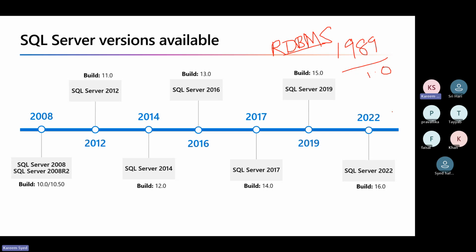But we need to understand our latest version is SQL Server 2022, which is also called the 16.0 version. The previous version is 2019, 15.0. Then 14.0 is 2017, and I discussed at the beginning that from 2017 onwards SQL Server can be installed on Linux also. Then we have the previous versions 2016, 13, then 12, and so on.